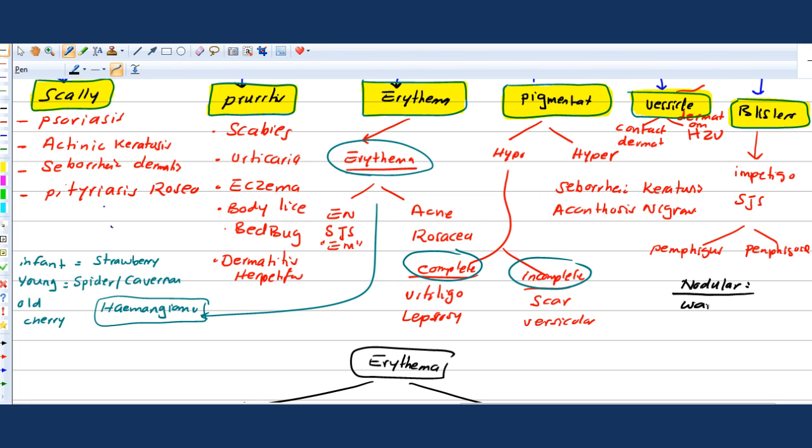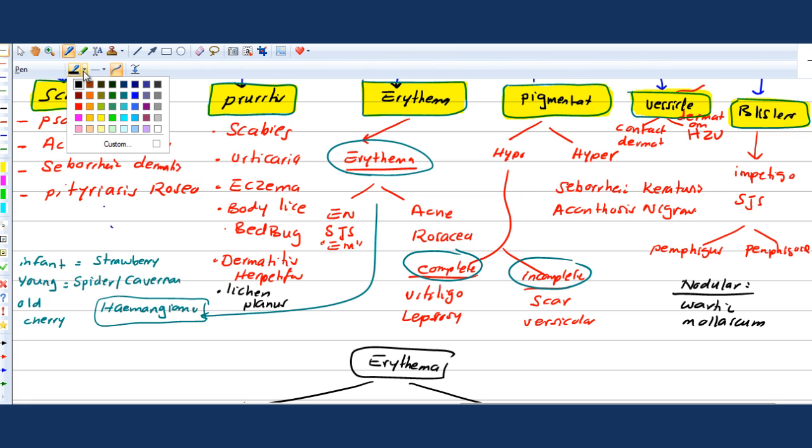You have warts, and your differential diagnosis is molluscum and lichen planus here. I will talk about these details, but nodular, no, it's high yield. I got it in Step 1 and Step 2. Molluscum contagiosum is high yield.